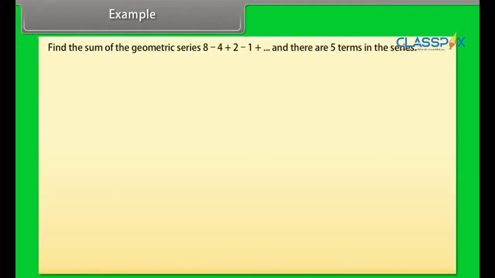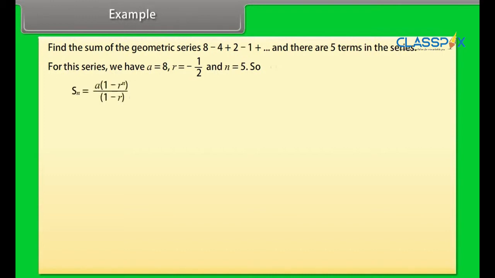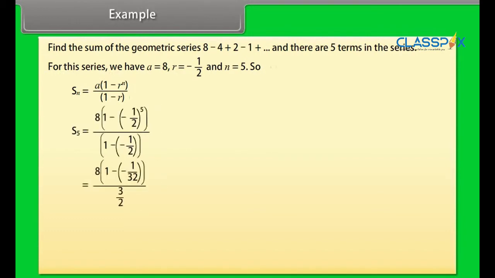Example. Find the sum of the geometric series 8 minus 4 plus 2 minus 1 plus and so on, and there are 5 terms in the series. For this series, we have a is equal to 8, r is equal to minus 1 by 2 and n is equal to 5. So, Sn is equal to a into 1 minus r raised to the power n divided by 1 minus r. By substitution and calculation of the values, we get 11 by 2.